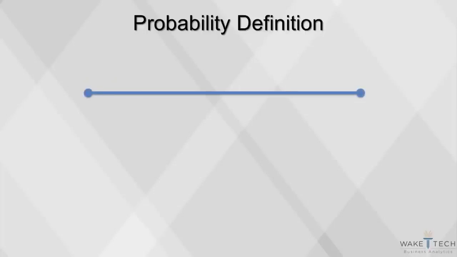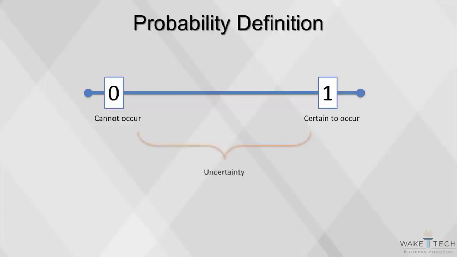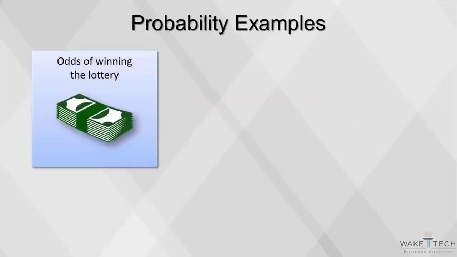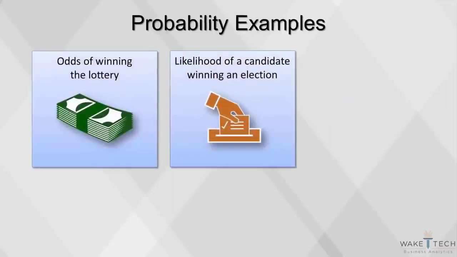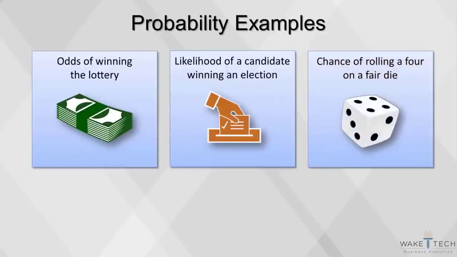A probability is a number between 0 and 1 that measures the likelihood that some event will occur for a random variable. An event with probability 0 cannot occur, whereas an event with probability 1 is certain to occur. An event with probability greater than 0 and less than 1 involves uncertainty. Here are some examples: the odds of winning a lottery, the likelihood of a particular candidate winning an election, or the chance of rolling a 4 on a fair die.